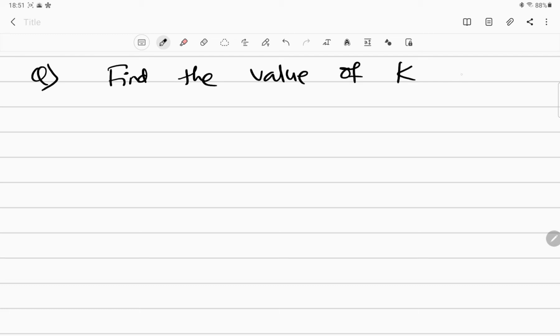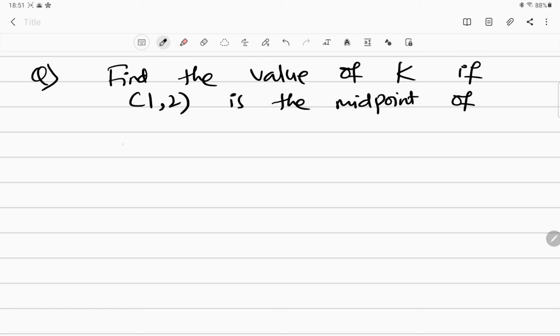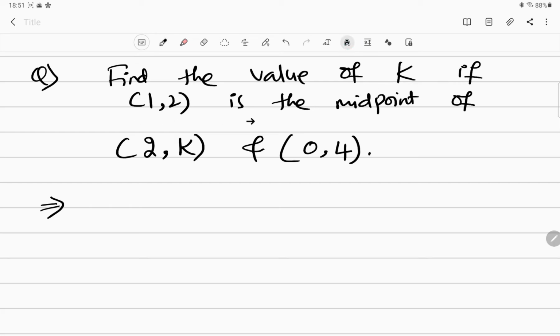All right, for example, if they give a question like this: find the value of k if 1 comma 2 is the midpoint of 2 comma k and 0 comma 4. I'm taking this problem randomly. We have to get the value of k.